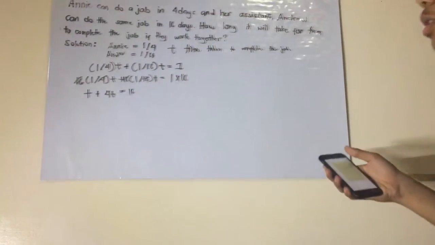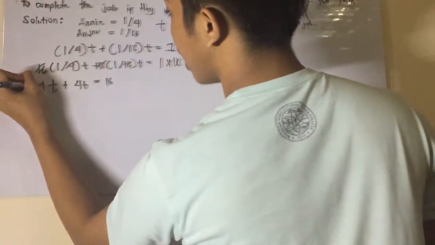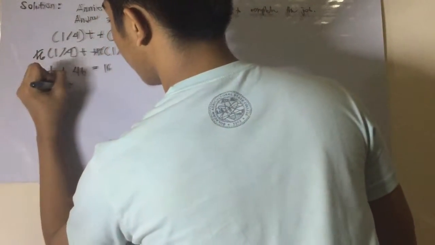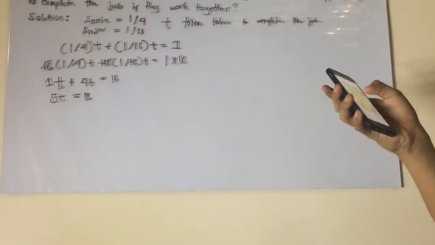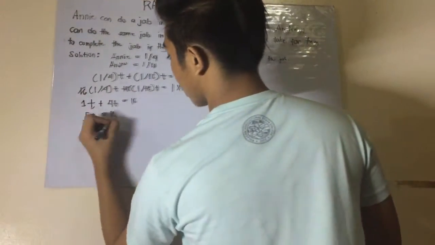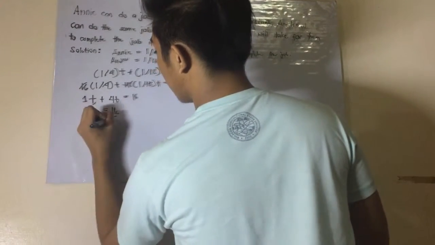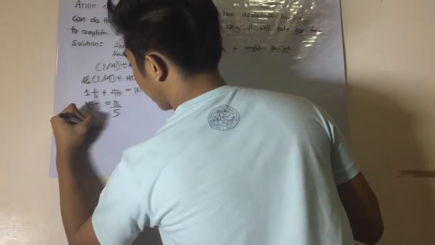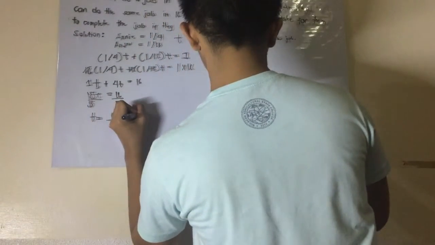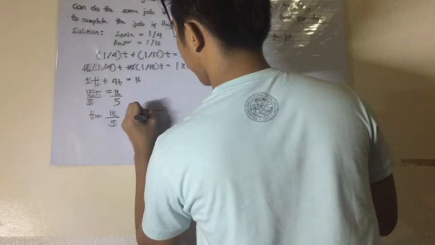So, ngayon, ang gagawin natin is combine like terms. May 1 naman siya. So, 1T plus 4T is equals to 5T is equals to 16. So, ang gagawin natin, divide each side by 5 para makuha natin yung time. Then, magiging 16/5. Or pag sinimplify natin, magiging 3 and 1/5.